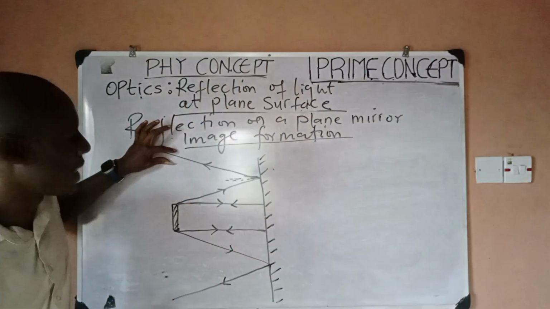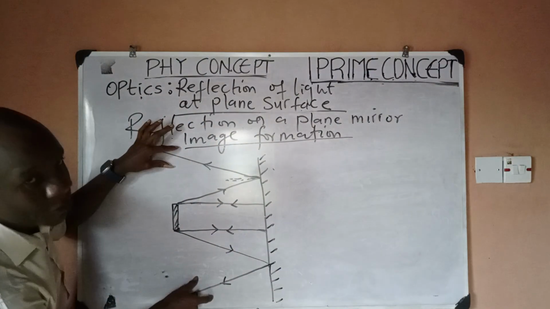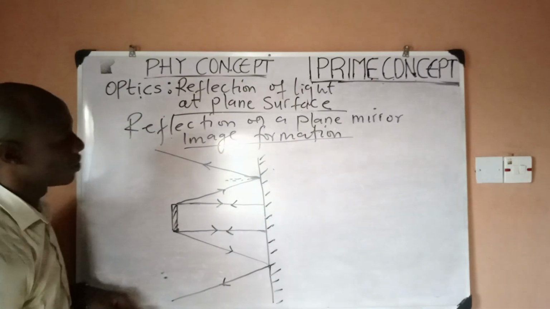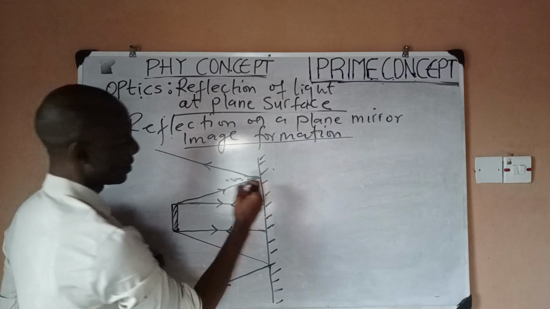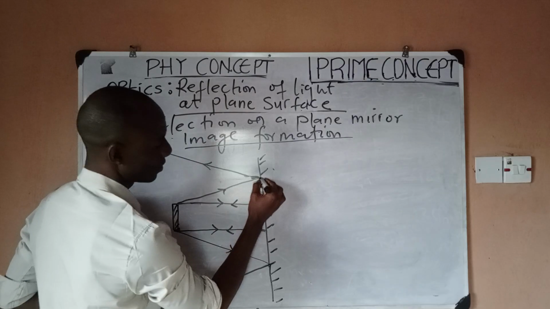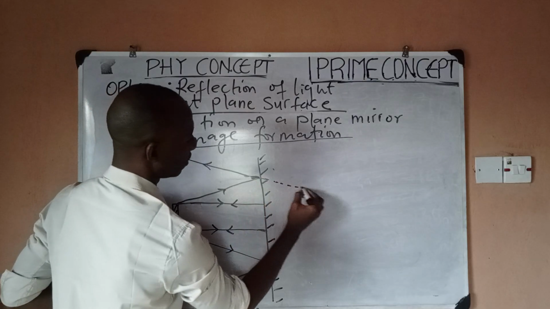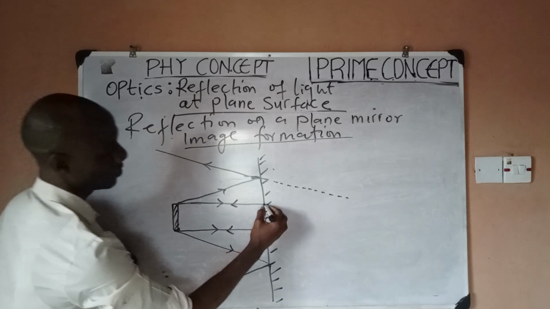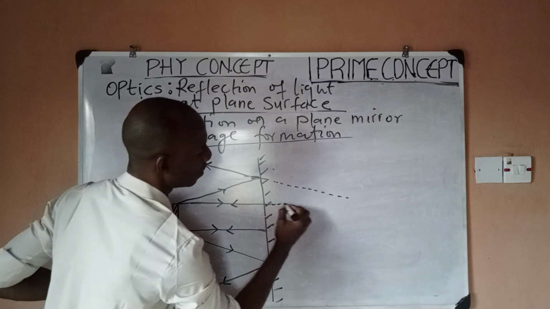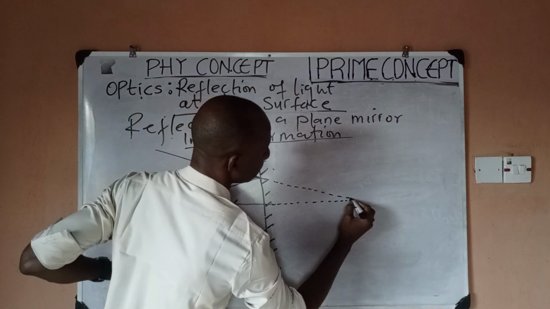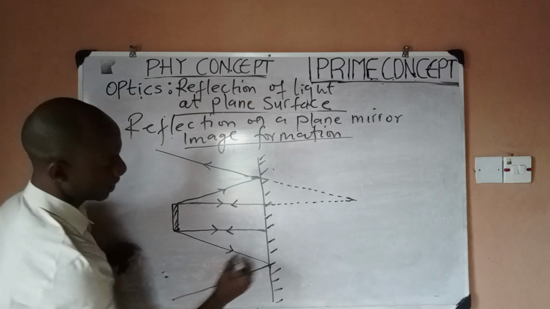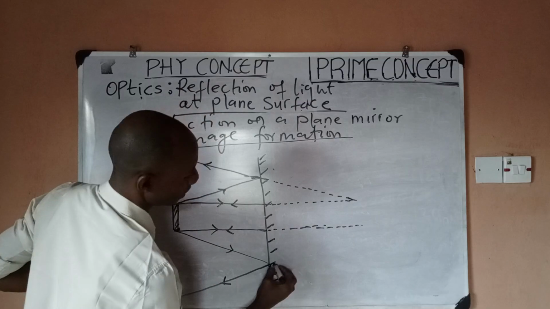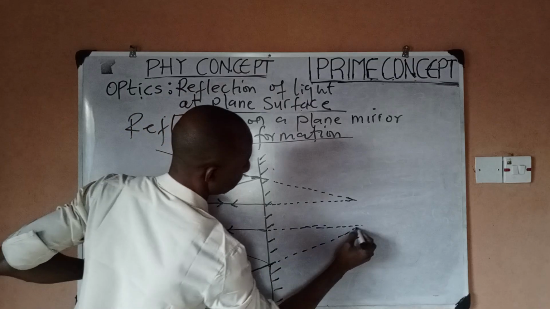Now, if I take my reflected rays, because a reflected ray simply means it is coming from somewhere, where is this reflected ray coming from? It's coming from somewhere behind this mirror, the back of this mirror. So let's take it backwards and see. I'm not drawing to scale. If I take this reflected ray backward, and take this one backwards, right?